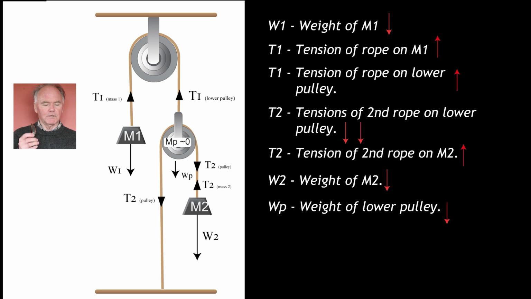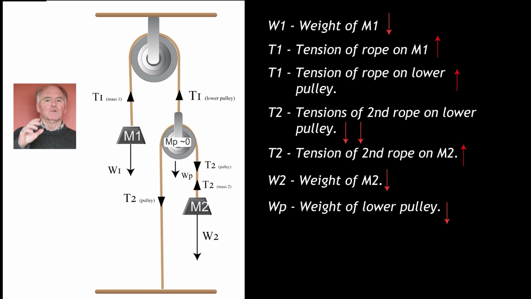There's the weight W1 acting down the way, and there's the tension T1 acting up the way. Now the other side of that string over the pulley has got the same tension in it. I'm ignoring the forces acting on the upper pulley. That tension is still tension T1, and the arrow is going up the way, indicating it's pulling up the pulley below it, and the mass is attached to that pulley.